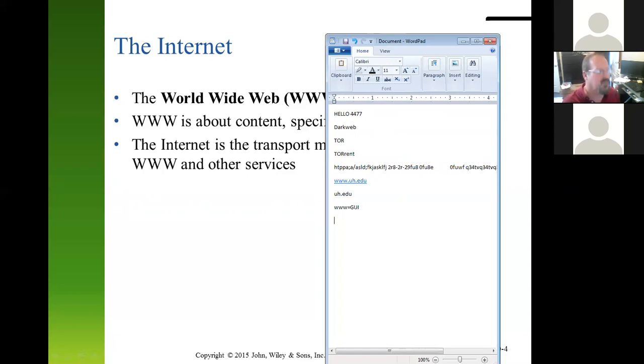First of all, who knows what started the internet? DARPANET. Yeah, but what specific event? The Cold War. Yeah, the Cold War started the internet, specifically Sputnik.